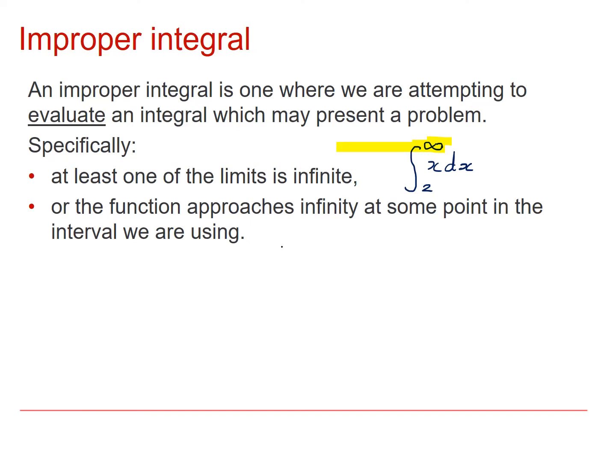Alternatively, the function might approach infinity at some point in the interval. And again, as an example, think about this integral between -1 and 2 of 1 over x dx. There's an issue here as x tends to 0 because 1 over x tends to infinity. And so that means that we've got a problem somewhere in this region at x equals 0.